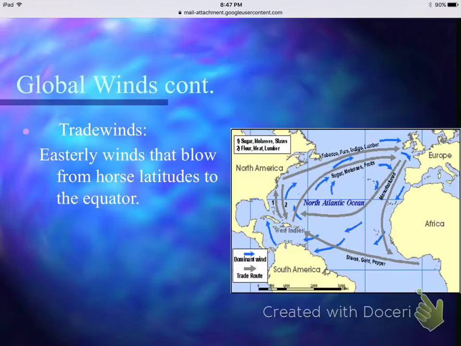Another type of global wind are the trade winds, and the trade winds are easterly winds that blow from the horse latitudes to the equator. We just talked about the horse latitudes were 30 degrees north and south. So these winds are going to blow from 30 degrees north and south to the equator. And since they're easterly winds, that means they blow from east to west.